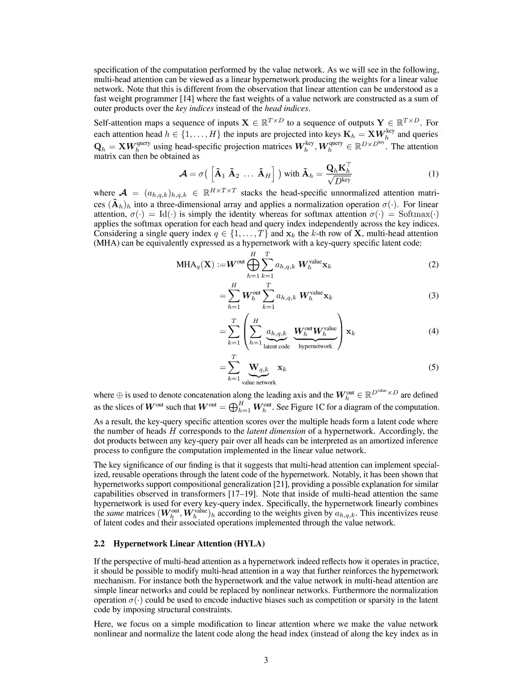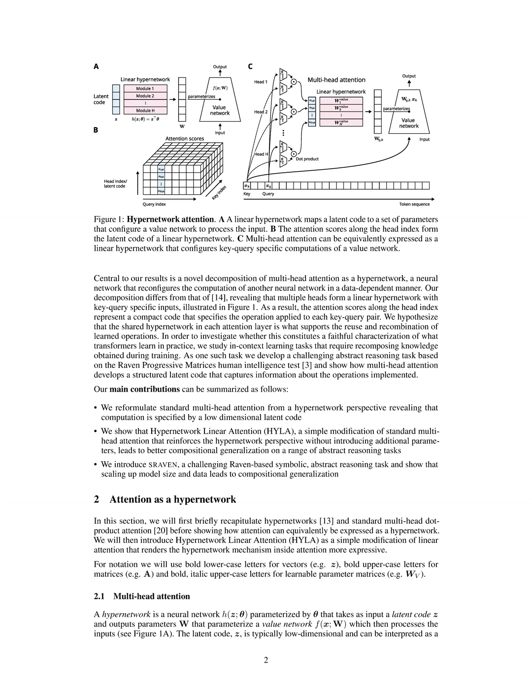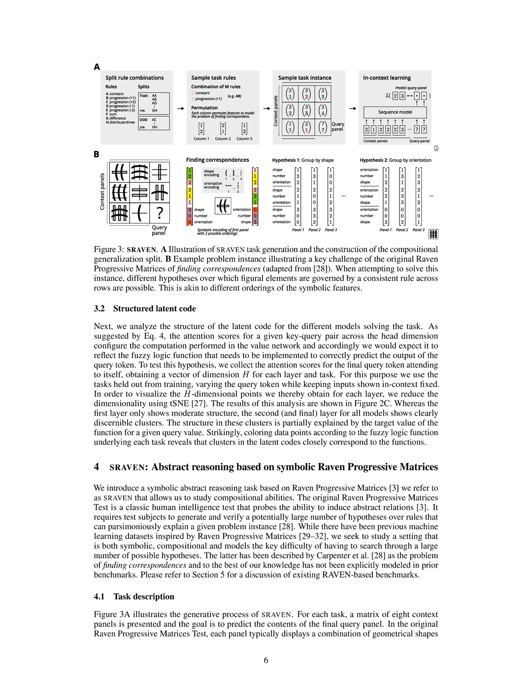The method introduces hypernetwork linear attention, HYLA, as a modification of standard multi-head attention, making the value network nonlinear and normalizing the latent code along the head index. HYLA reinforces the hypernetwork mechanism without adding additional parameters, leading to better compositional generalization on abstract reasoning tasks. The latent code, structured by the method, reflects the fuzzy logic function needed for correct predictions.